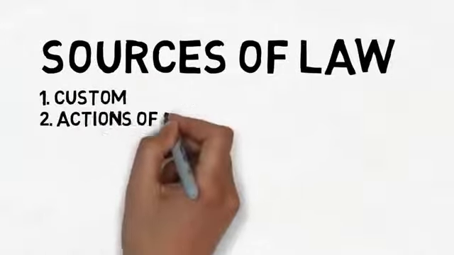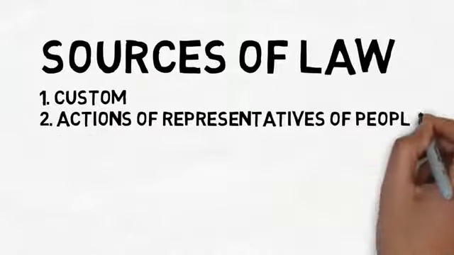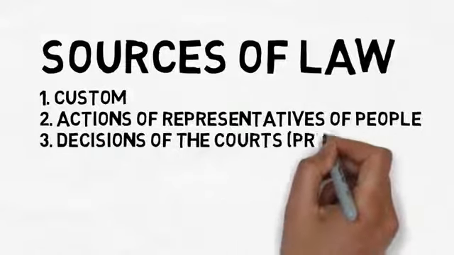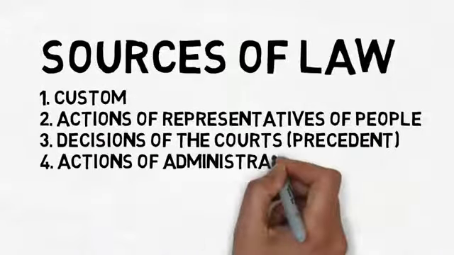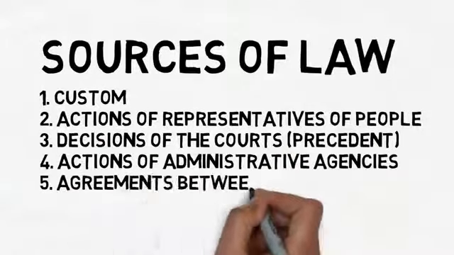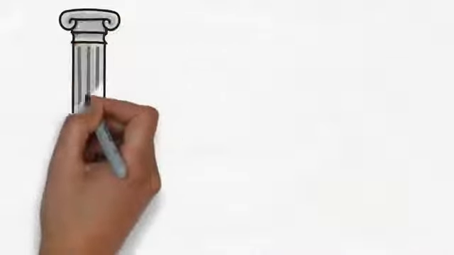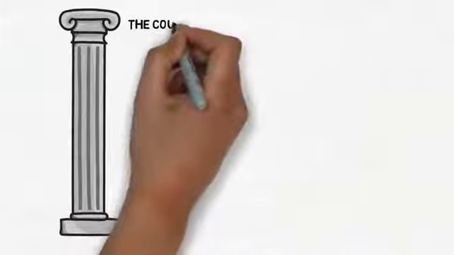Sources of law: custom, actions of representatives of people, decisions of the courts, precedent, or actions of administrative agencies, agreements between people. Next, we'll be looking at the court system in Canada, and specifically in BC.